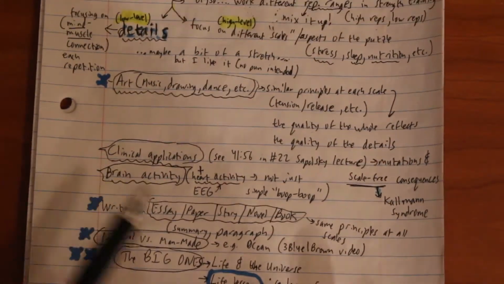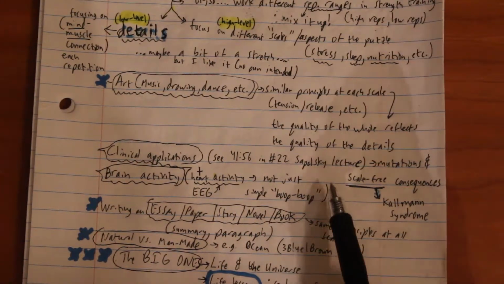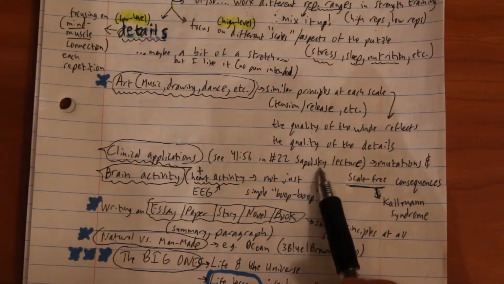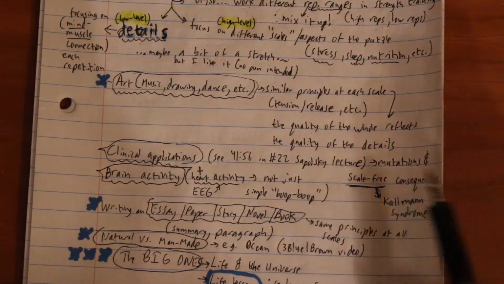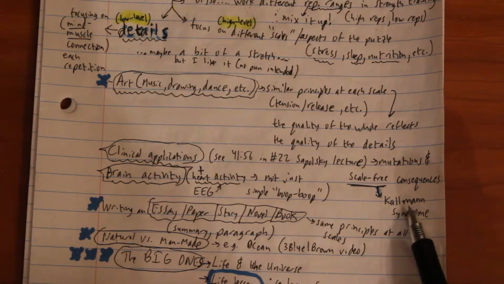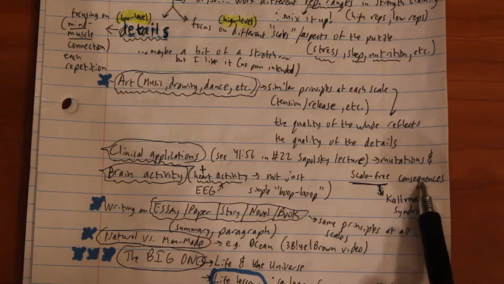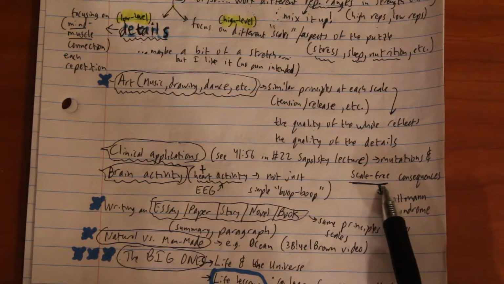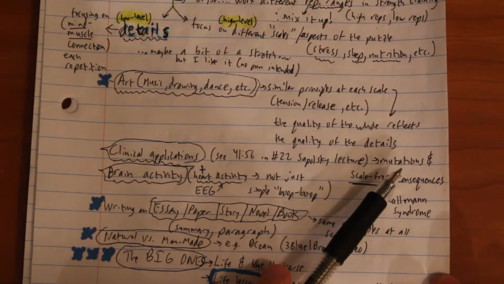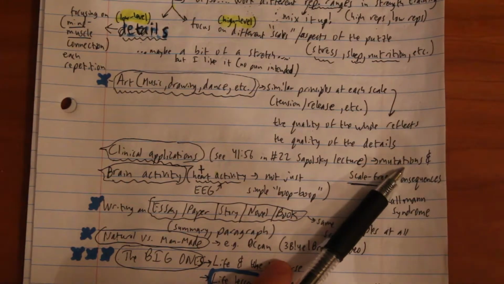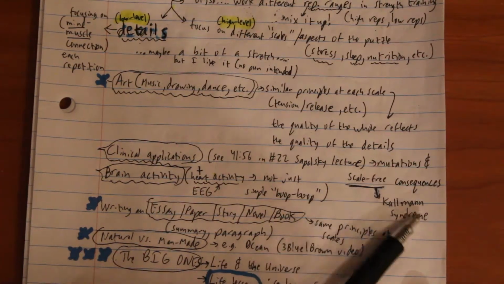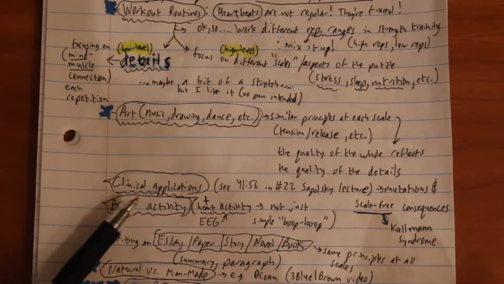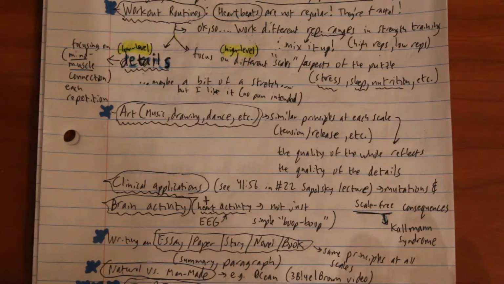There's clinical applications. Again, I would refer you to Professor Sapolsky's wonderful lecture. I'll put it in the description. There's something called Kallmann syndrome, which is a mutation, and it has scale-free consequences. Scale-free is the same thing as scale invariant, similar to self-similarity. What that means is there are mutations that occur at multiple scales across the body, whether it's the septum, like the nose, the heart. Anyway, I'll let you read more about that in the description. So that's useful in terms of clinical applications.